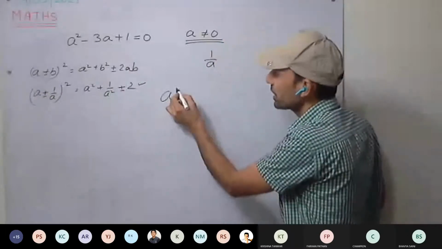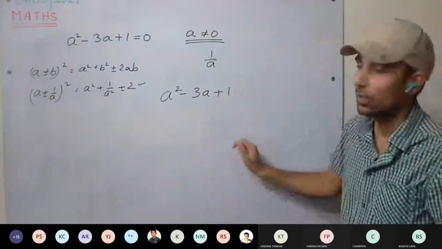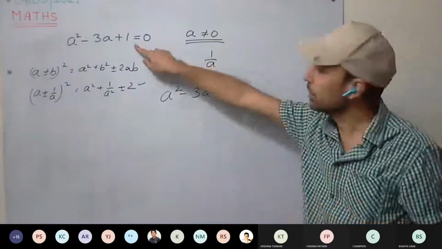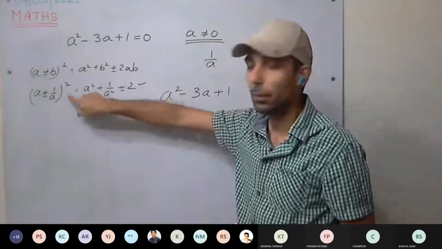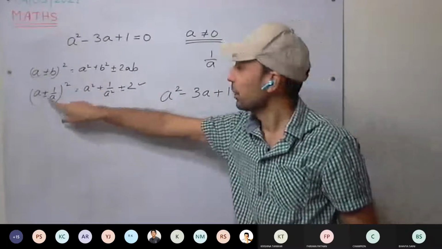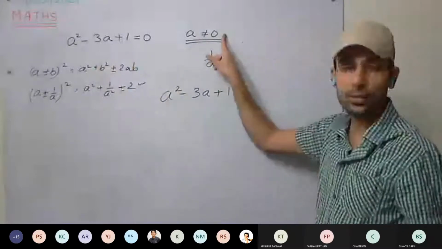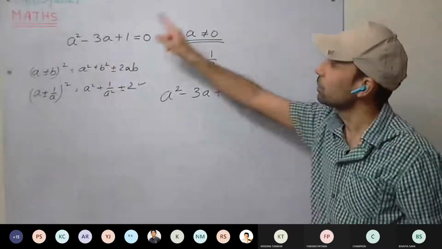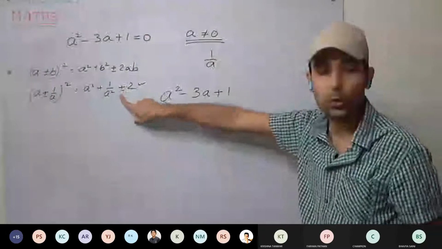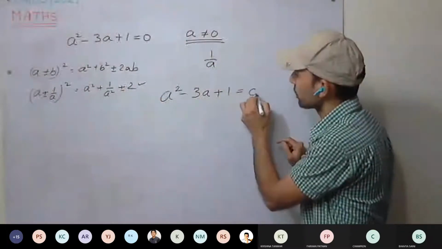So our equation is a square minus 3a plus 1. Always remember, if such questions come, square is there. It means among them we have to use something, either this one or this one, plus and minus depending on the question. And a not equal to 0 is the condition also given. So we are going to make use of most probably the second one. This equal to 0.